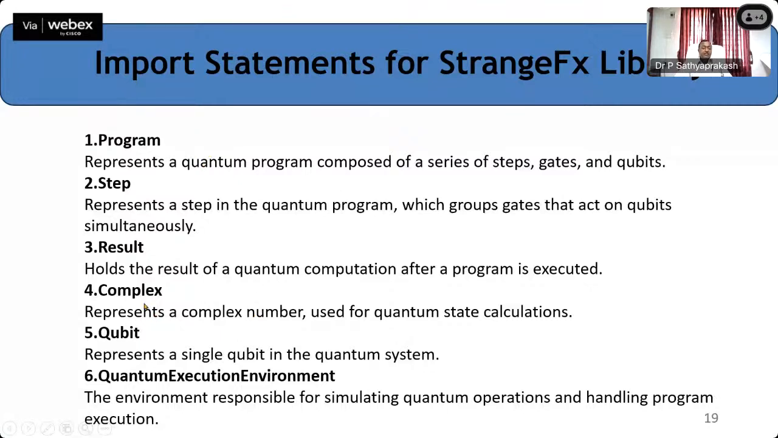Next, complex. This class enables the developer to handle the complex numbers which are used in quantum computing. In general, a normal integer is not enough to handle quantum computing. So we need complex numbers, and for that we need the complex class.